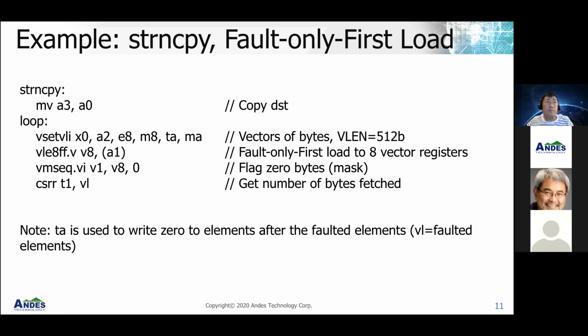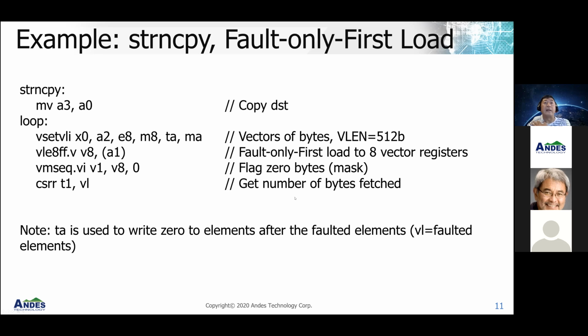Okay, so the example here for the fault-only-first load, in this case you set element width to be 8-bit, and so basically 4K bit or 512 elements of 8-bit. So you load in that, and so you can do the fault-only-first load to a vector register. And basically, if there's a fault, then it will stop. And so you can also set the mask to basically any byte that is 0.